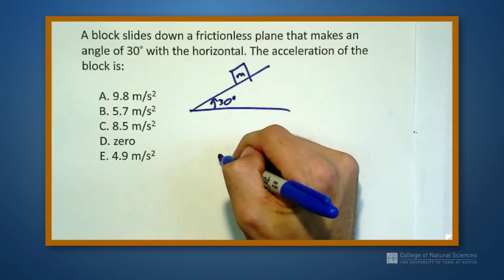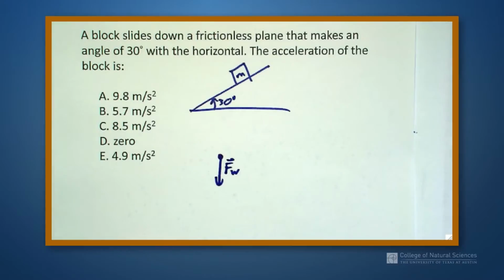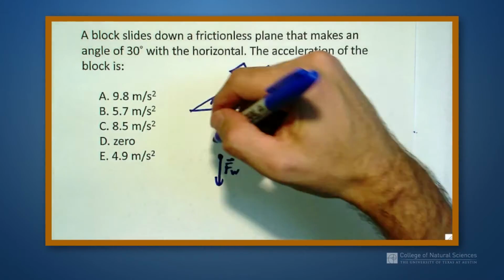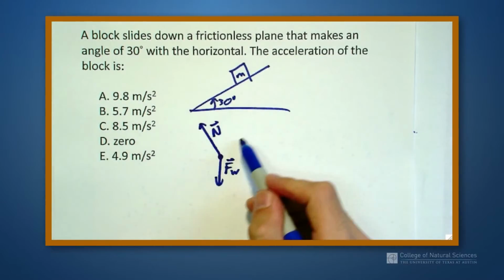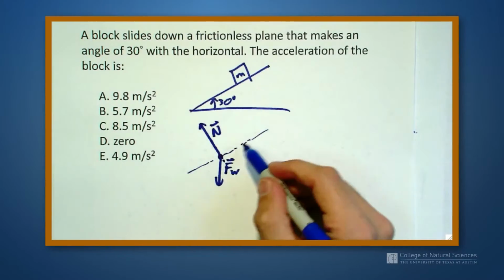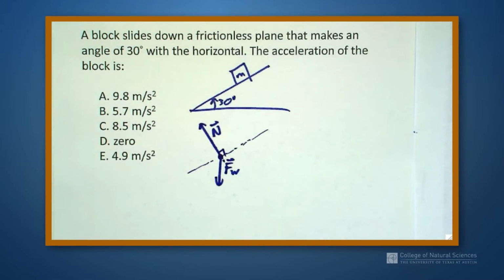So I know that Earth still pulls on this block with a weight force in the downward direction. I know that this block has a normal force pointing on it, and the normal force is perpendicular to the ramp. By definition, a normal force points perpendicular, or normal. We use the mathematical term normal to describe a normal force. But the normal force points perpendicular, orthogonal to the surface. So I drew it in this direction. All right, so I have a picture, I have a free body diagram.